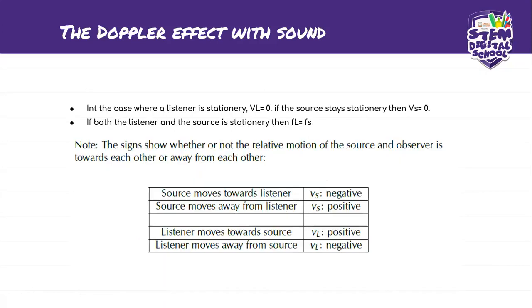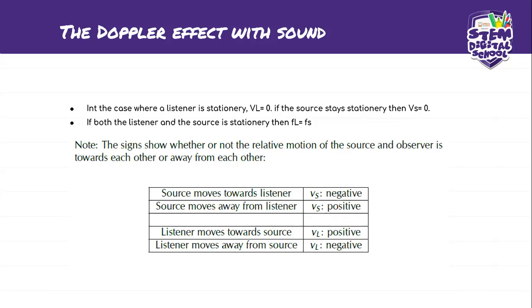In the case where the listener is stationary, VL is going to be 0. And if the source stays stationary, VS is going to be 0. So if both the listener and the source are stationary, FL will be equal to Fs. Note that the signs show whether the relative motion of the source and observer is towards each other or away from each other. When the source moves towards the listener, VS is negative. When the source moves away from the listener, VS is positive. When the listener moves towards the source, VL is positive. When the listener moves away from the source, VL is negative.